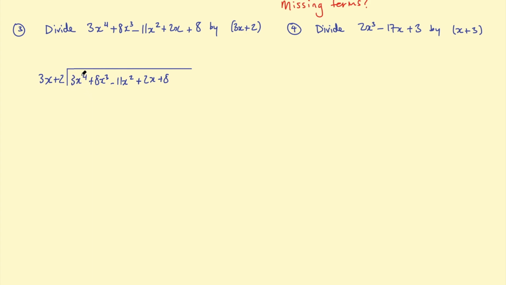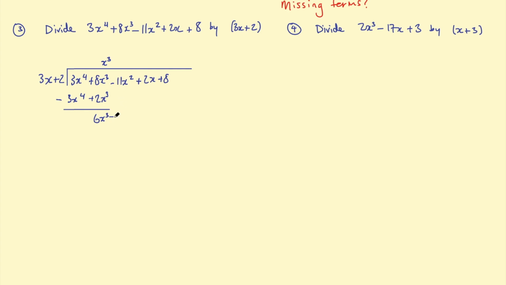First step is divide the first term in the dividend by the first term in the divisor. So 3x to the power 4 divided by 3x. That's going to be x cubed. Remember, keep things in their correct place value. Multiply x cubed by 3x plus 2. That's going to be 3x to the power 4 plus 2x cubed. Subtract these. 3x to the power 4 subtract 3x to the power 4 is 0. 8x cubed take 2x cubed is 6x cubed.